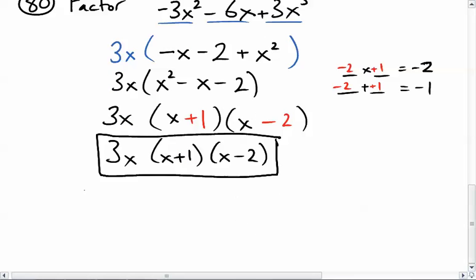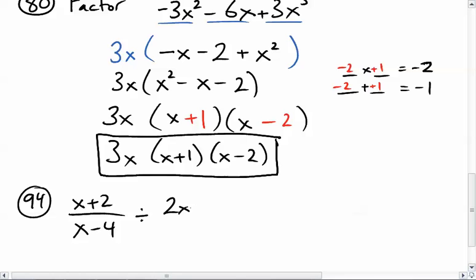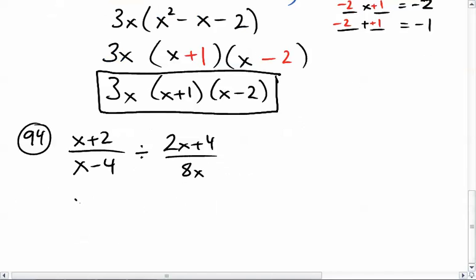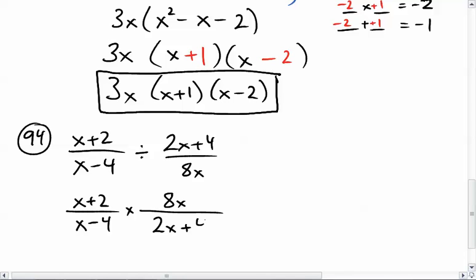Question number 94. This time we want to divide and simplify x plus 2 over x minus 4 divided by 2x plus 4 over 8x. So whenever you have to divide 2 fractions, first you can multiply by the reciprocal of the second fraction. So you just take the second fraction, flip it upside down, change your dividing to multiplication.